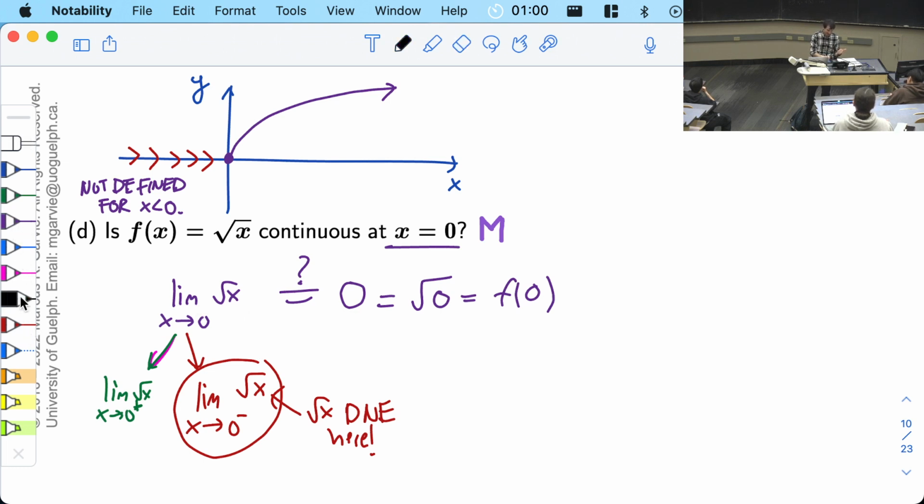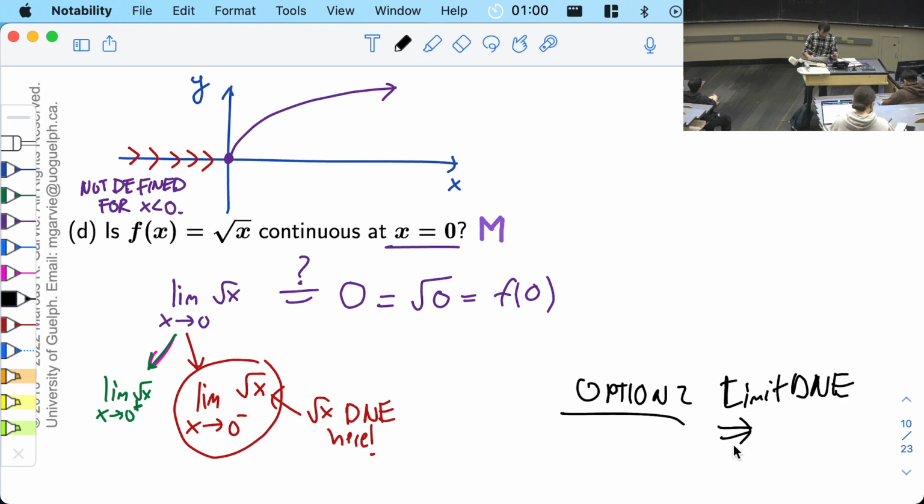Let me start with option 2. Option 2 is like the absolutist position. This is the no exceptions position, like we don't make exceptions for anybody. We say the function doesn't exist. This limit straight up doesn't exist. Limit does not exist. Therefore, straight to jail. Not continuous, right? So you say, look, this thing in red, the function doesn't exist. I can't do the limit. Doesn't exist. No good.